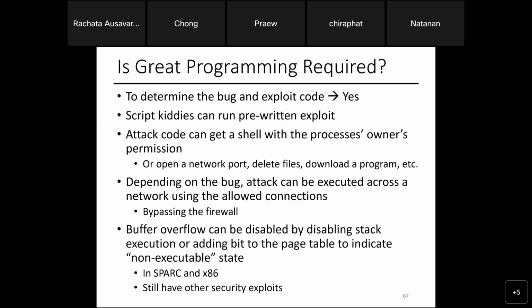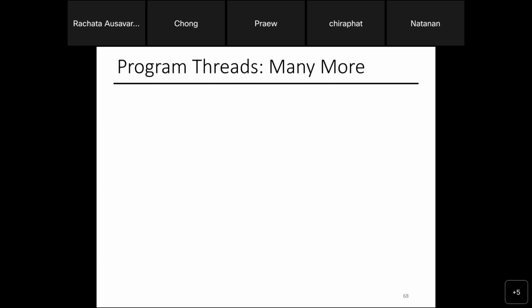You can add a bit in a page table to indicate that this part is not executable. You can also disable execution from the stack because the buffer is in your stack. So we can say, hey, if you're running something on your stack, that's not supposed to happen. Two simple ways: a bit in the page table saying you're not supposed to run this, or on the stack, saying you're not supposed to run something on the stack. x86 has that. It still has other security exploits that you can attack, right?